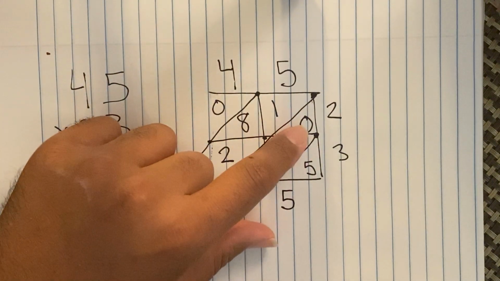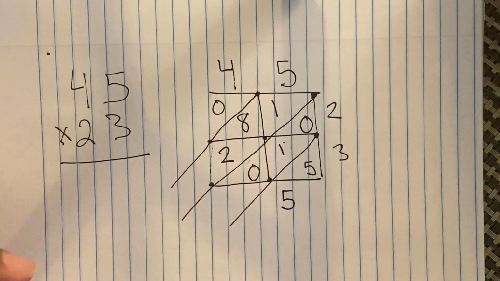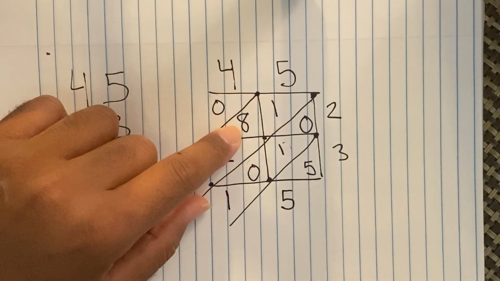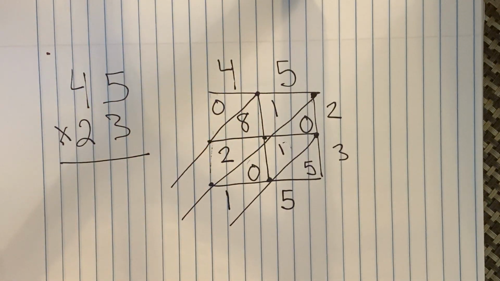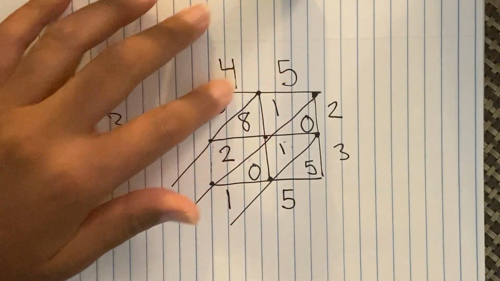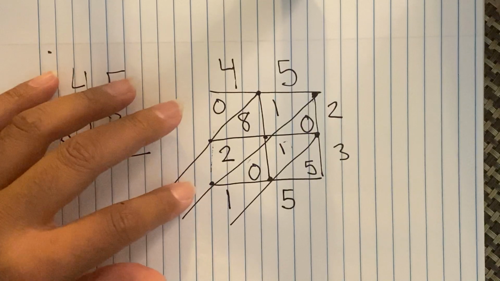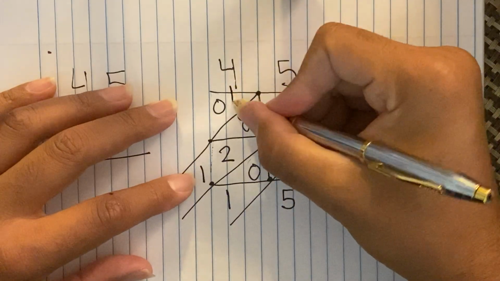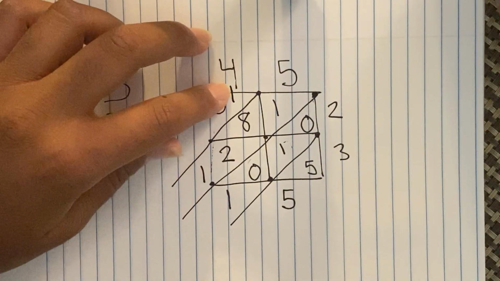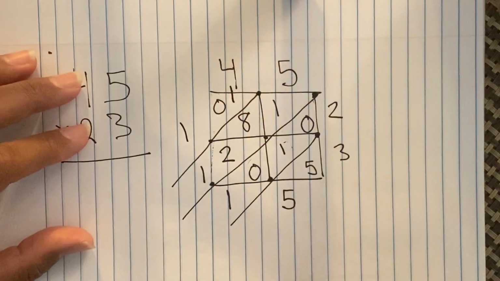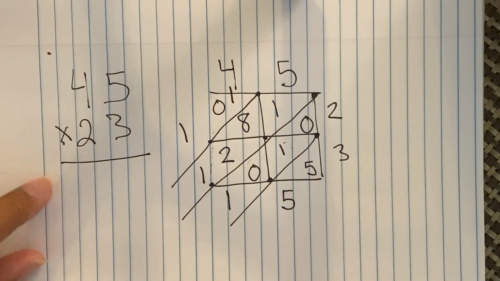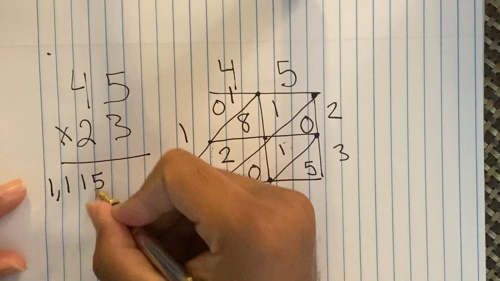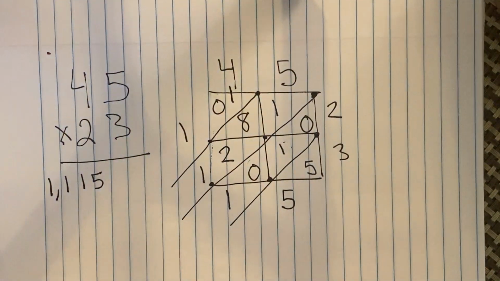Our next diagonal, we have 0 plus 1 plus 0. Well, that's just 1. Our next diagonal, 1 plus 8 plus 2. Now that gives us 11. So just like regular addition, when there's no other space, we cannot write the 2 digits down here. So we write the 1 from the ones place here, and then we carry the 1 from the tens place up here. Now we have 1 plus 0, which just gives us 1. So this is basically our answer. I'm going to rewrite it here. It's 1,115. And that's how we do lattice multiplication.